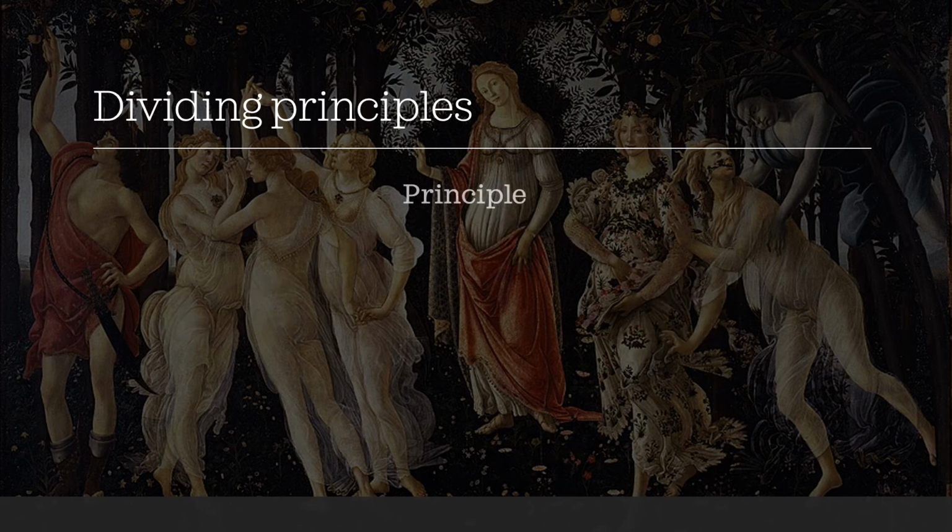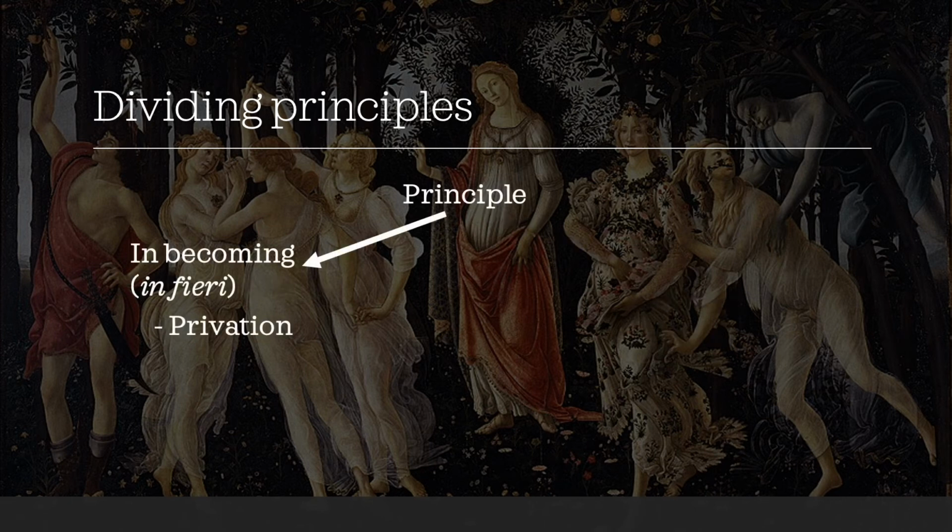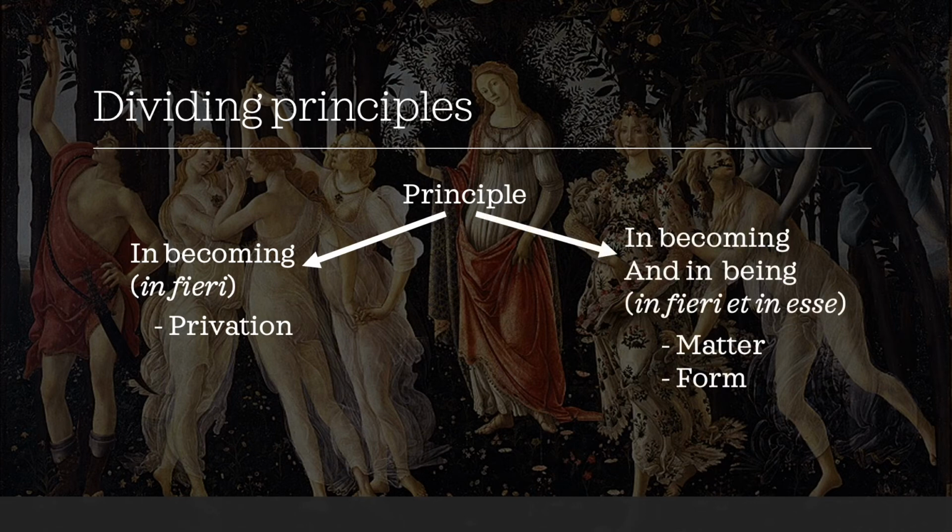We could also divide principles in another way, into principles of becoming, or in fieri, and principles of becoming and of being, in fieri et in esse. The principle of becoming merely is privation. That's because privations are not present once the being has been generated, once it has become. Nevertheless, privations are necessary at the beginning of a process of generation, even if they aren't needed at the end. On the other hand, the principles of both becoming and of being are matter and form.